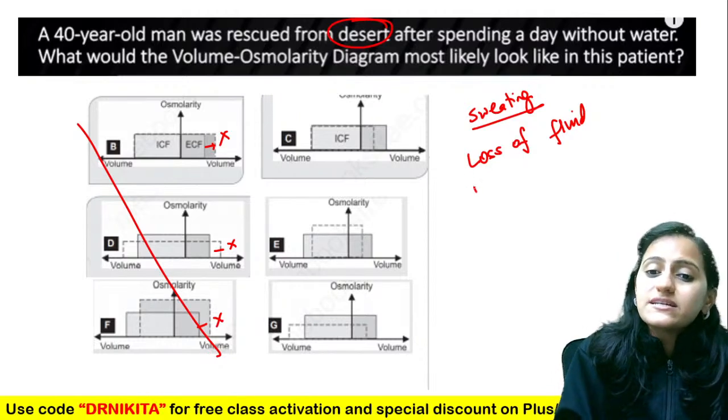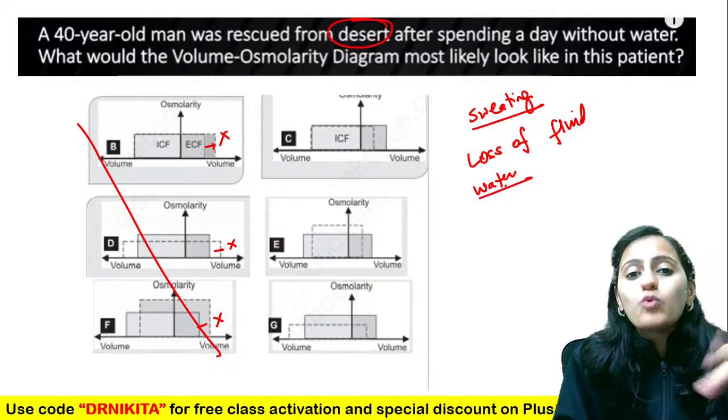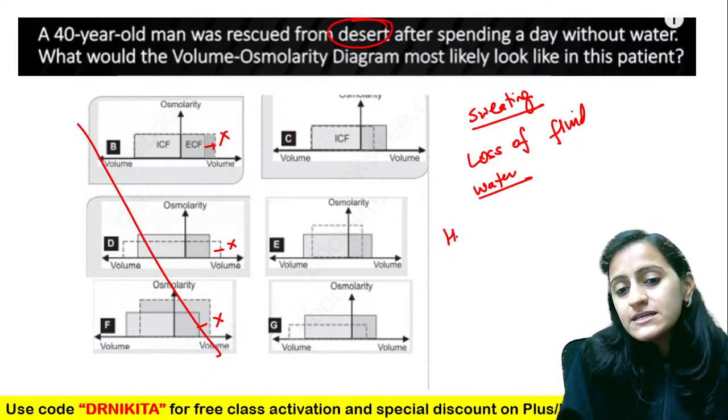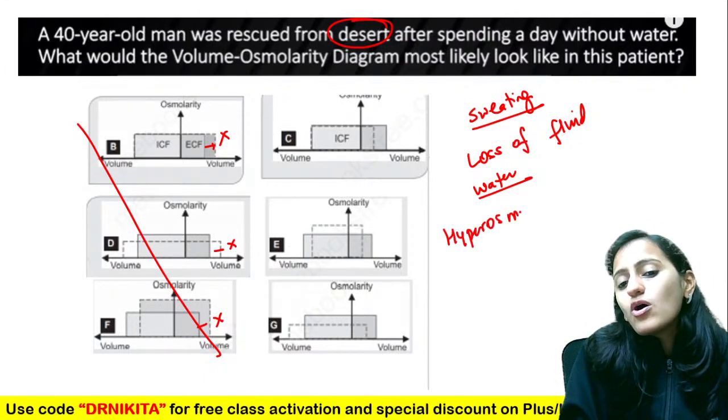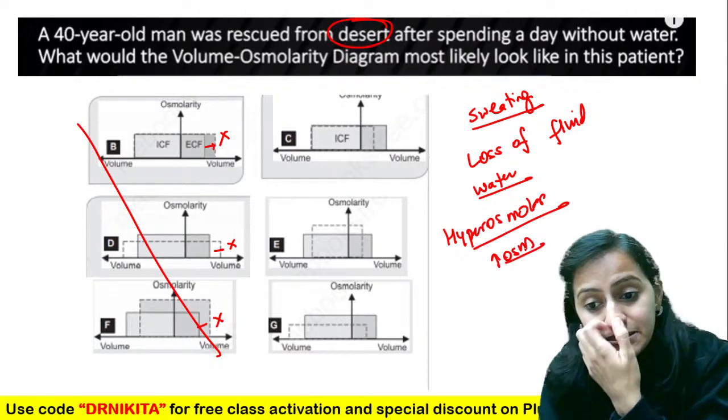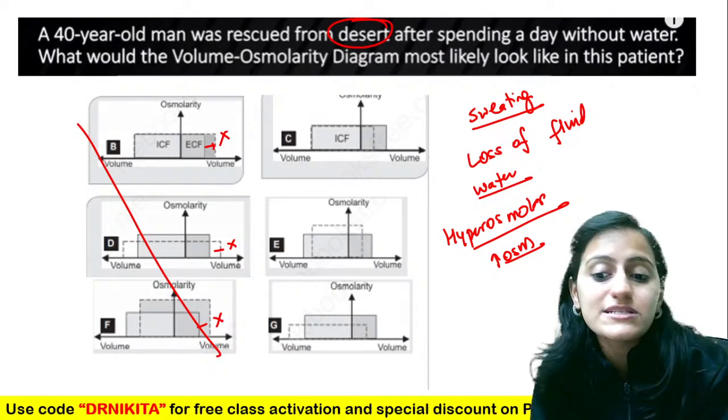What are we losing in sweating? We are losing water. Water is going out. So salt is remaining in the body. So it is a hyperosmolar state that we get. The osmolarity increases. It is the loss of water which is happening, Lakshmi.